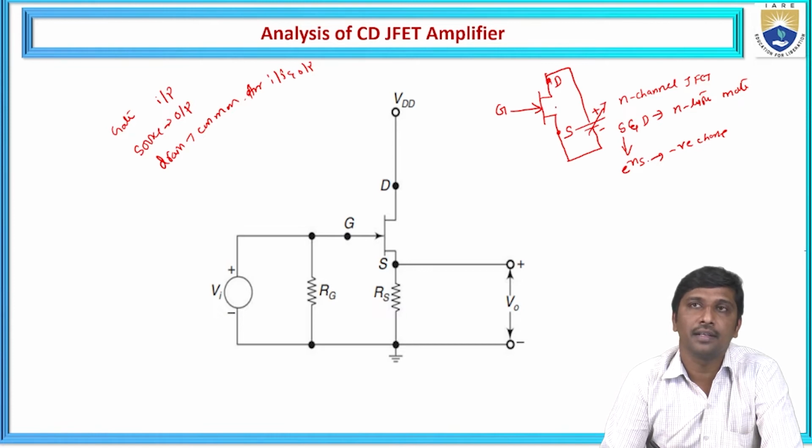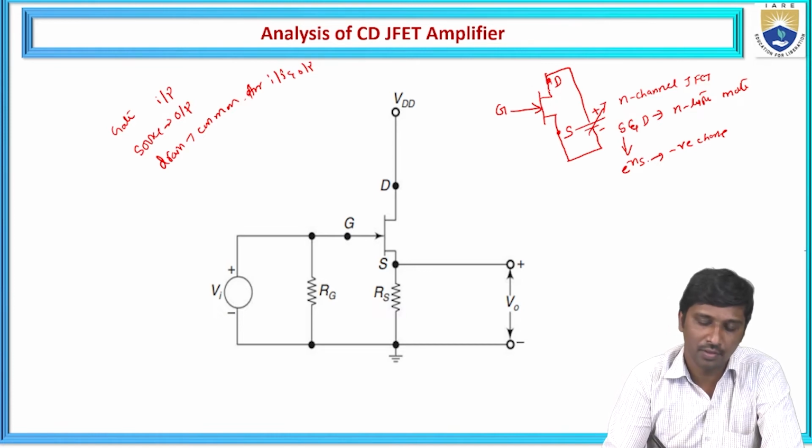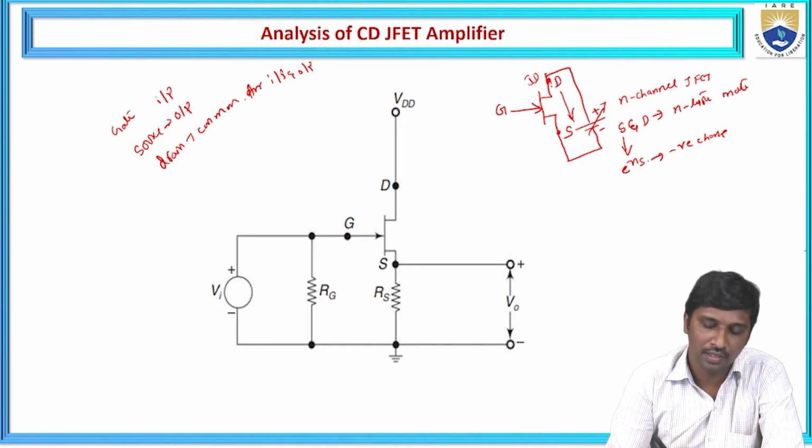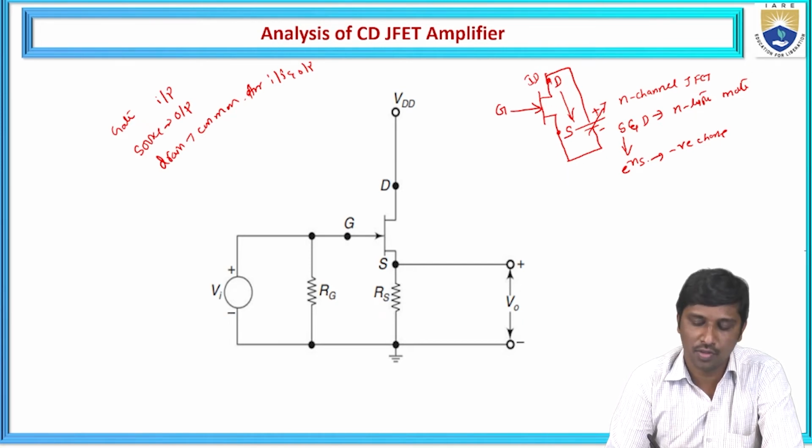Hence, the current flows from the drain to the source. That current is represented as ID. If you observe this principle, the drain is biased with the positive pole of the battery. Hence, it is represented as plus VDD with respect to the source. The source is connected to ground potential, which is nothing but a lower potential.